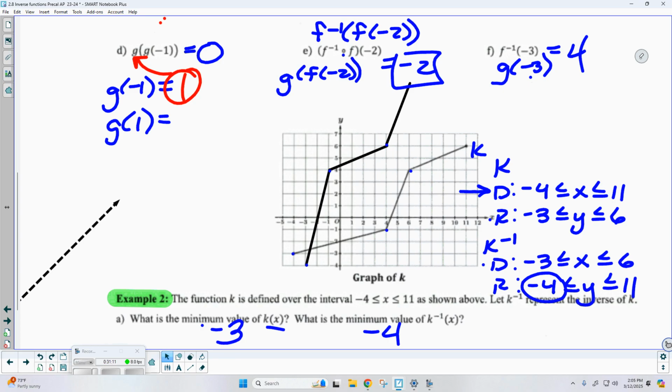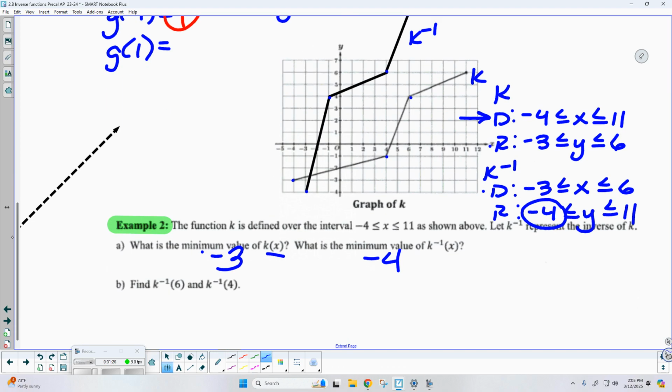Okay. And then you'll notice if you go ahead and put the line of symmetry, the two parts are going to come together perfectly. Okay. And you'll notice this is k inverse. And the minimum is -4. Okay.